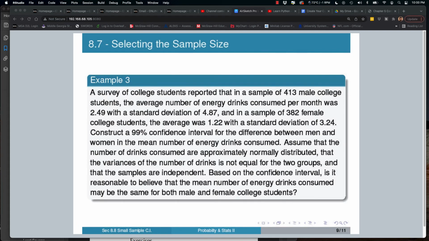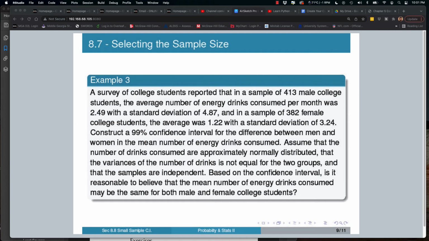This last example I want to do is going to use the other version of the formula. We're going to assume here that the variances are unequal. All right, and this is almost equally tedious because of the formulas we have to use for the degrees of freedom.